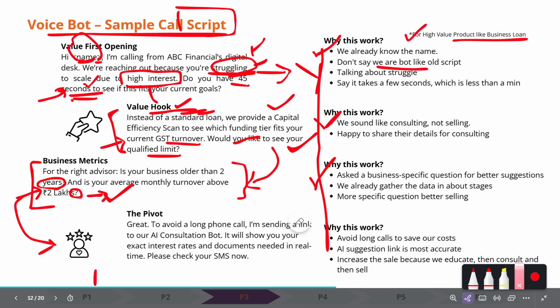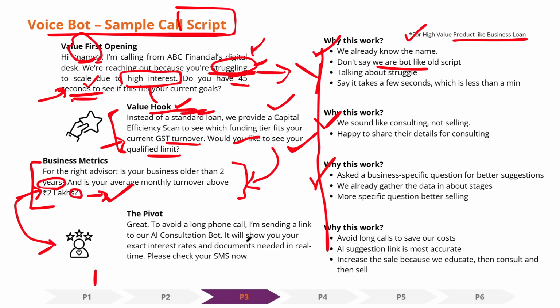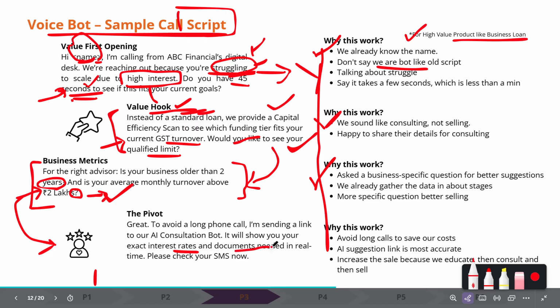After that, the tailored offer. If you notice here, we tailor our phone call. We already understood what the user knows and what we know. Yeah, so if you notice, we already know about the customers. We show your exact interest rate and documents needed in real time, so please check your SMS, like this.